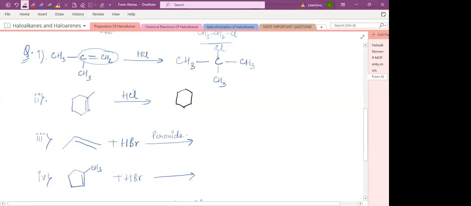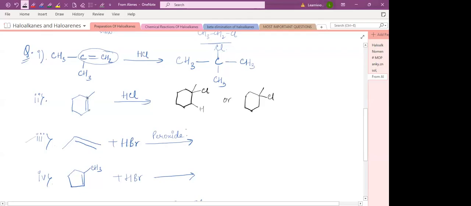So basically, the chlorine will attach to that carbon which has less hydrogen, right? Which has less substitution. So this is the carbon which has less substitution. So I will write chlorine here, and this methyl group as it is. And on the other terminal of the double bond, I will attach hydrogen. Okay, so that's your final answer. Next one, that's again important.